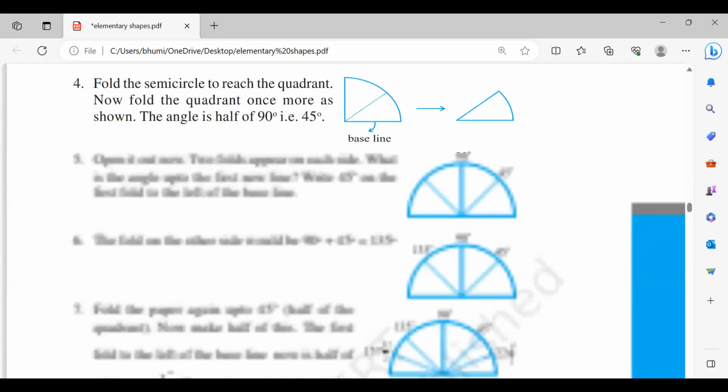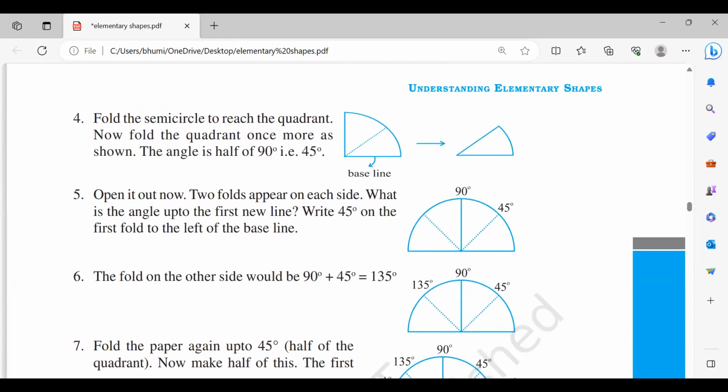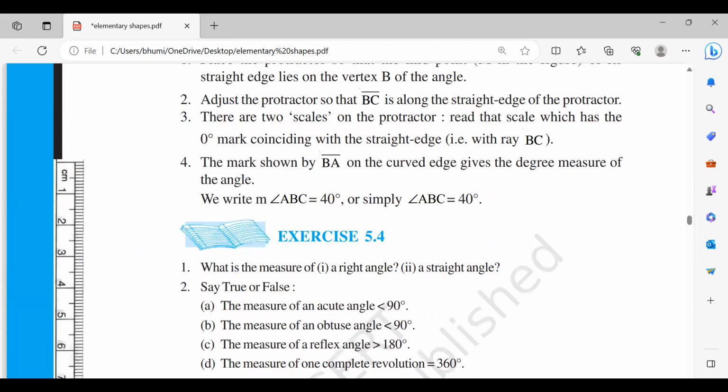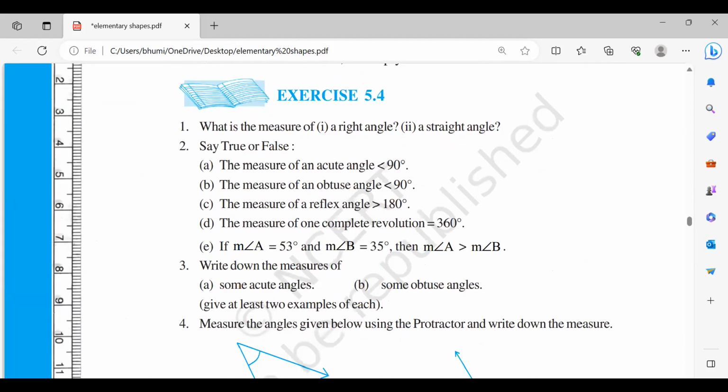Coming to the next, this is all about what is the measure of a right angle? 90 degree. A straight angle? 180 degree. True or false? The measure of an acute angle is less than 90. True. Measure of obtuse is between 90 and 180, it is not smaller than 90. So false. Measure of reflex angle is always greater than 180.